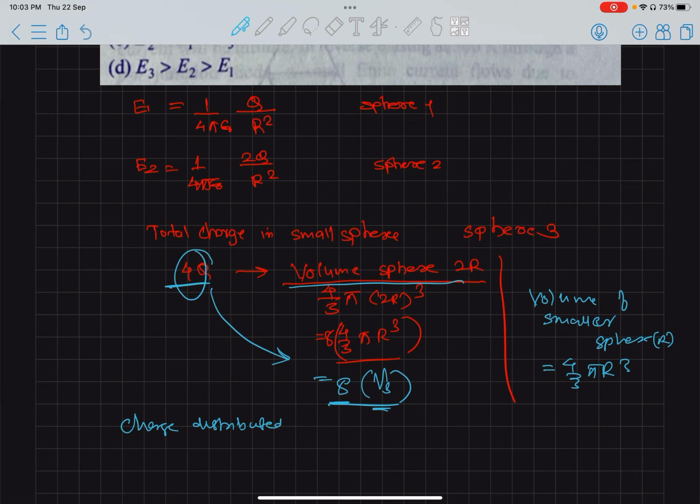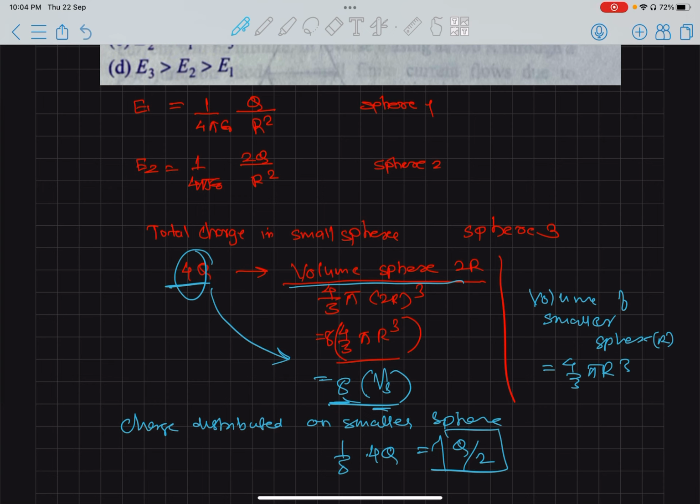Of course, if 4q is distributed over 8 times the volume of the smaller sphere, the charge distributed throughout the smaller sphere will be 1 upon 8 times the total charge. Okay, because 4q is for 8 times Vs, then 1 upon 8 times 4q will be q by 2. So q by 2 charge is distributed throughout the smaller sphere.